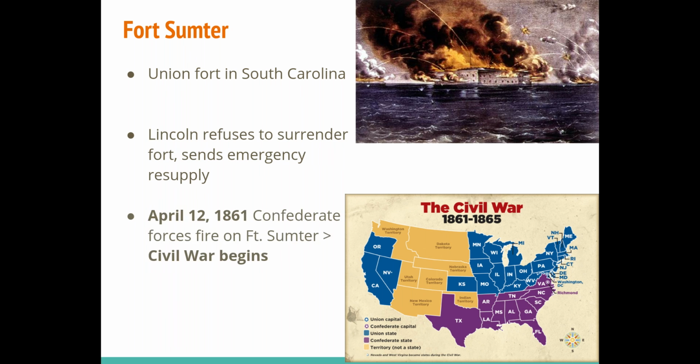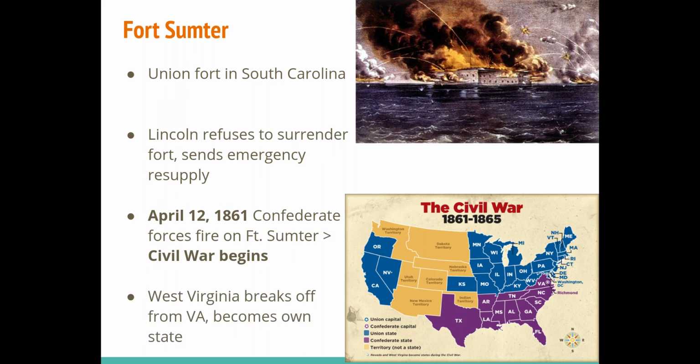And so on April 12th, 1861, Confederate forces fire on Fort Sumter, saying that this has been an act of war. Lincoln's continued support of you is an act of war. And so that is the official beginning of the American Civil War. The first major battle being Fort Sumter. Fort Sumter, first battle of the American Civil War.